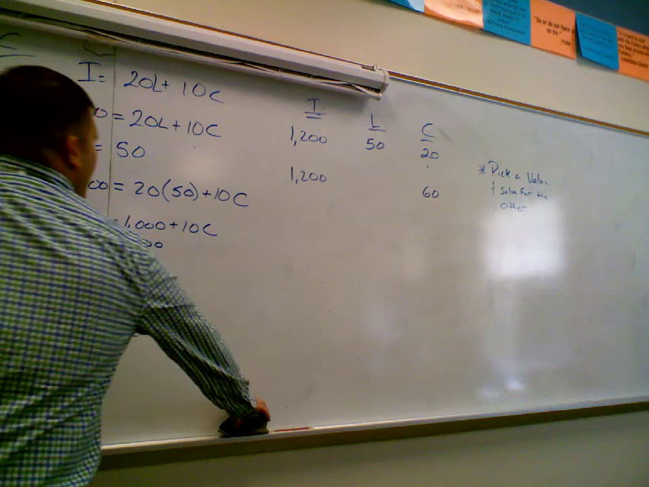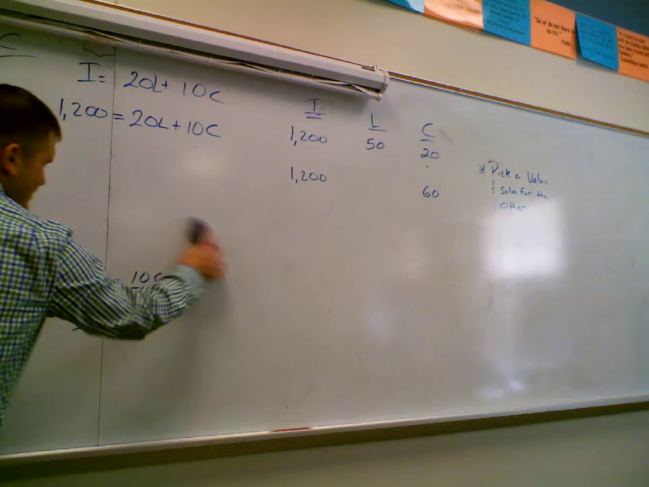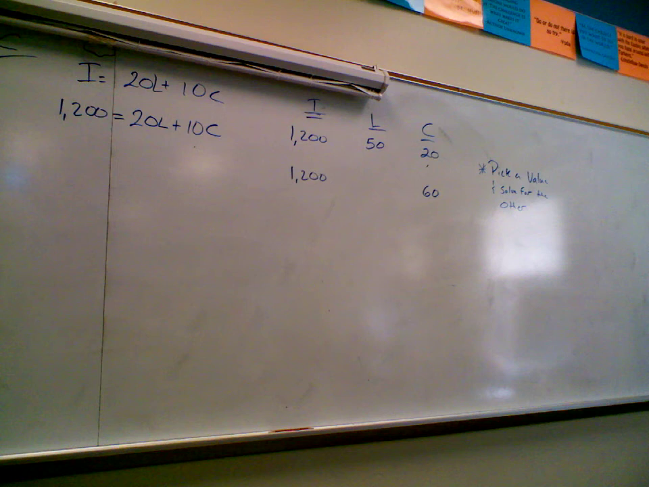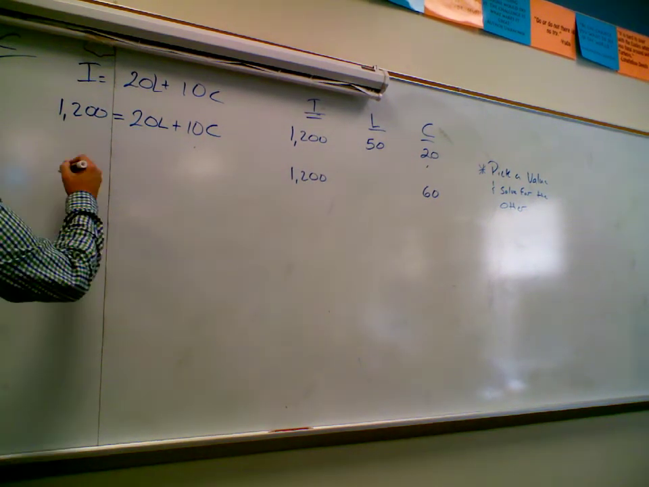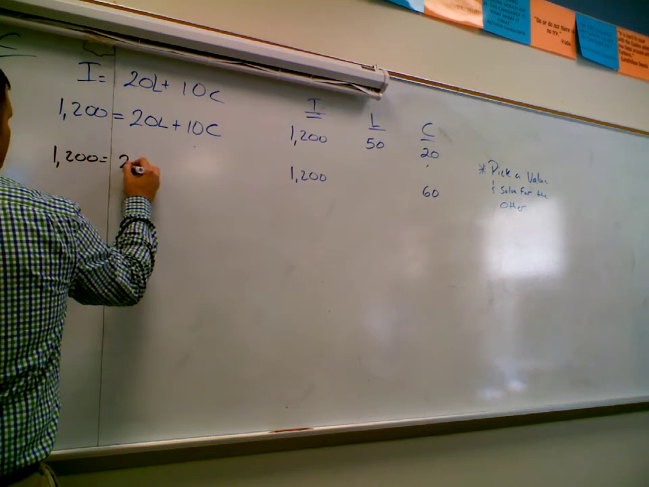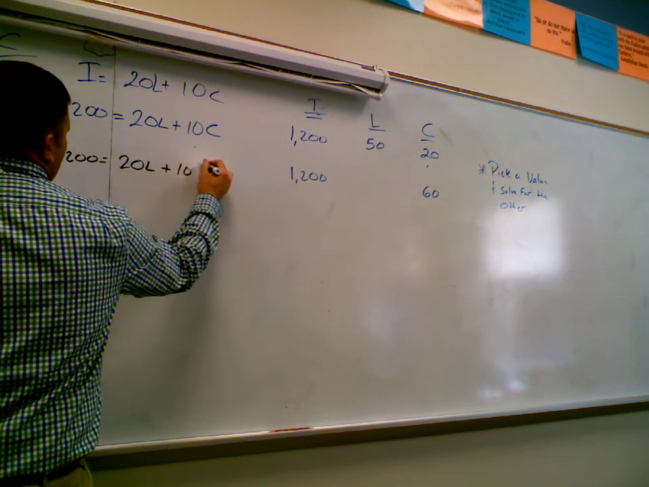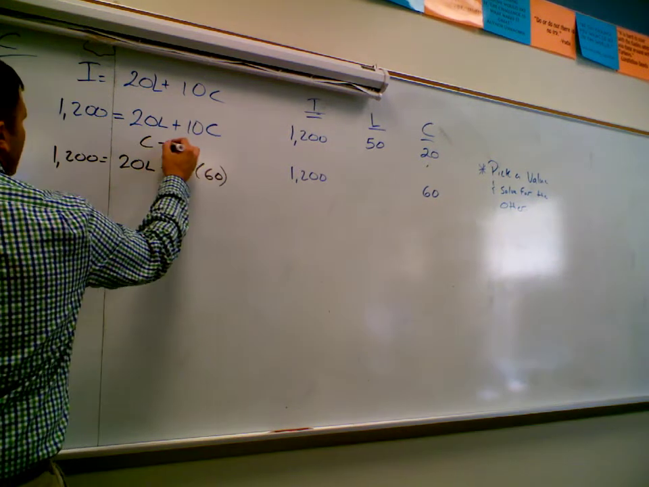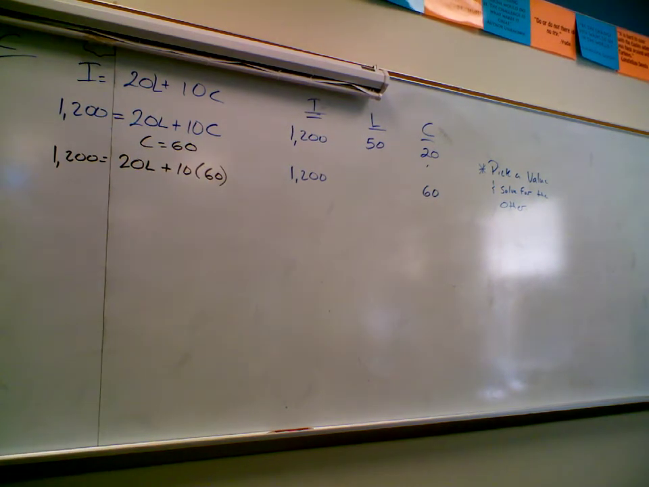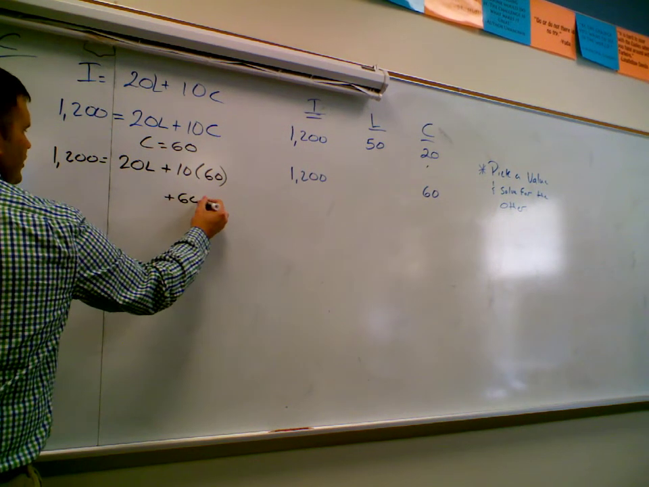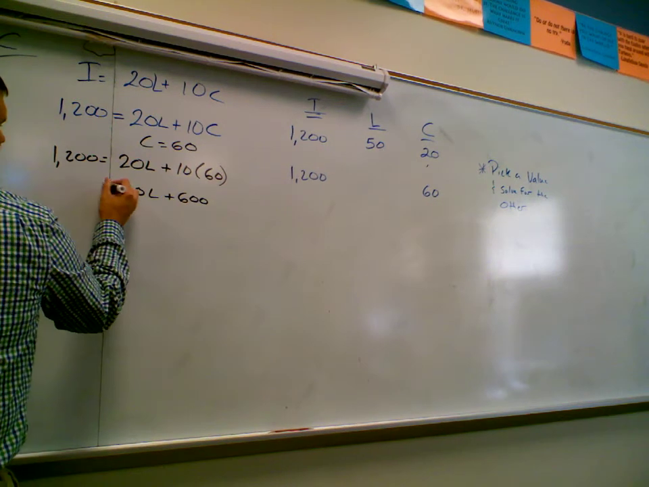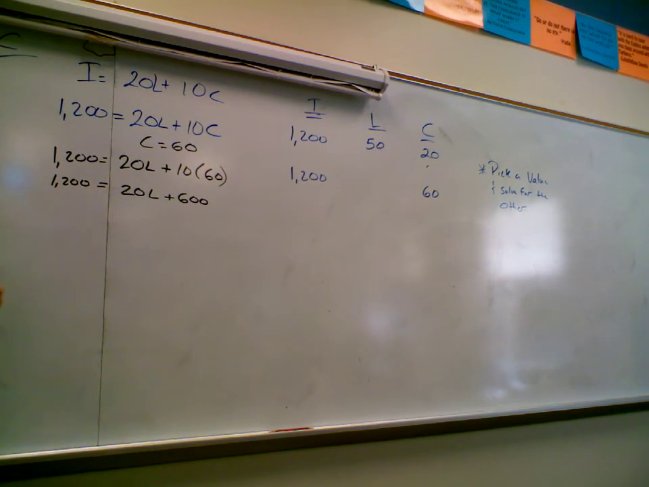Algebra, right? I go back to this right here, and instead of plugging in for L, we plug in for C. What do we plug in for C? 60. So 1200 equals 20L plus 10 times 60, because Josh said that C equals 60. Can we solve now? Okay, so 10 times 60 is 600. We got 20L plus 600 equals 1200 still. Now what do we do?